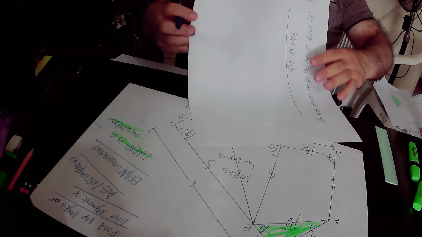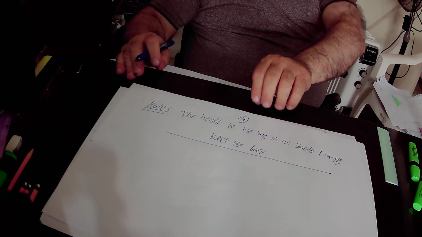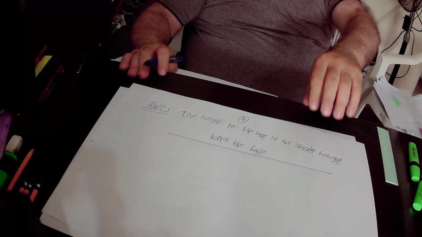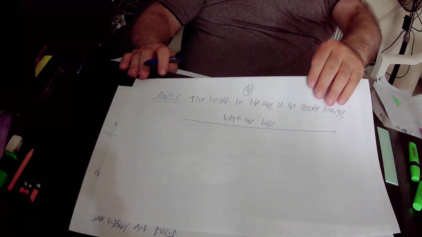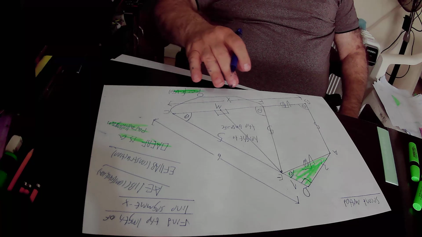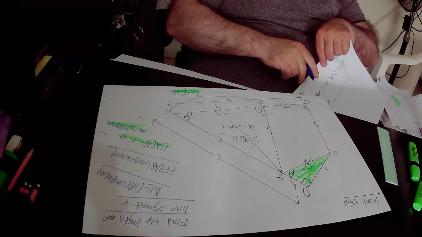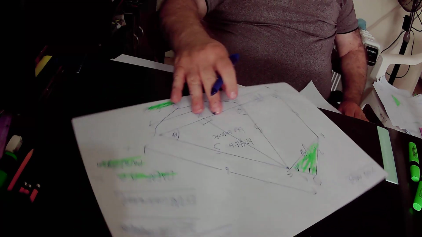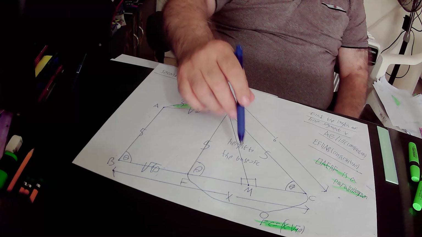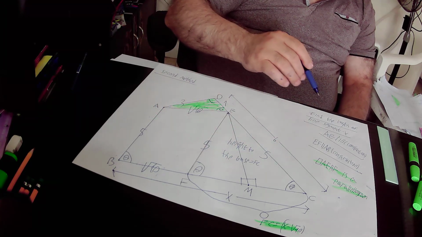So I'll read rule number 5 again. According to rule number 5, the height to the base in an isosceles triangle bisects the base. So here we will relate to the isosceles triangle, triangle EFC. Here, according to rule number 5, the height EM to the base FC bisects the base FC.